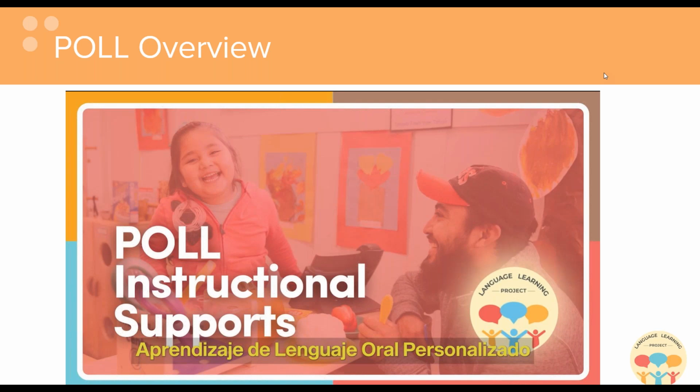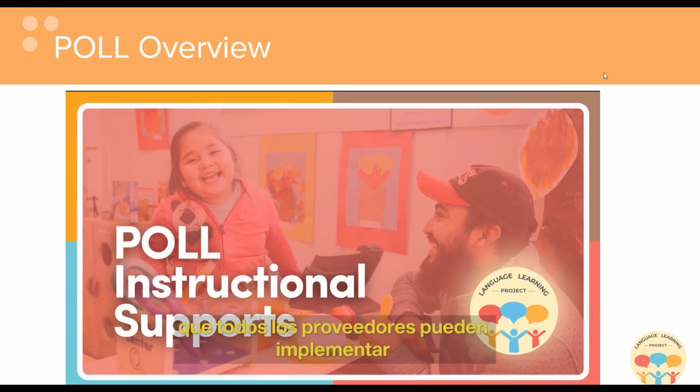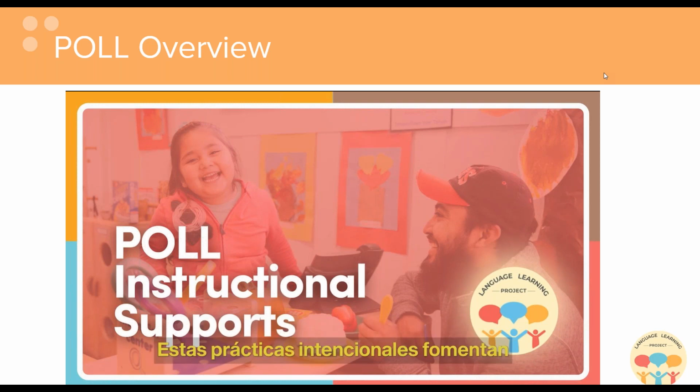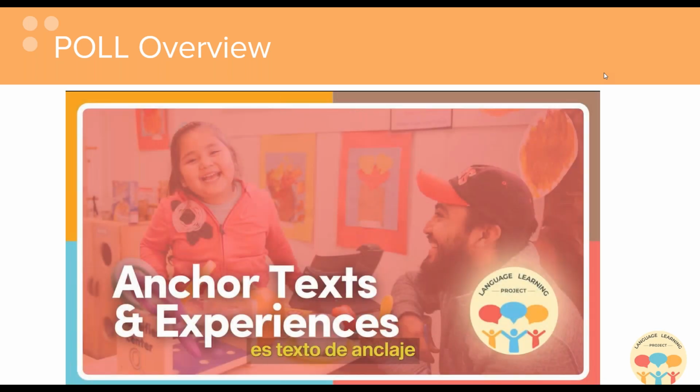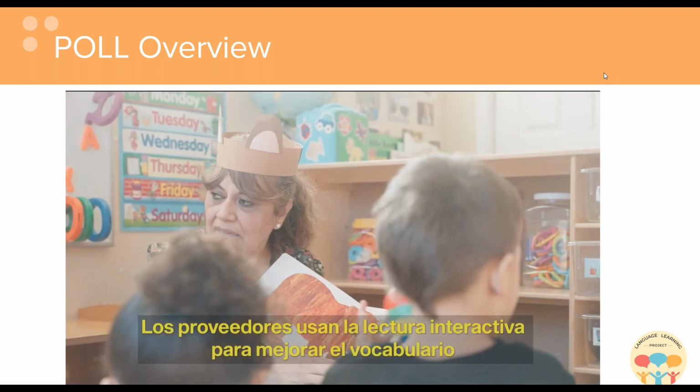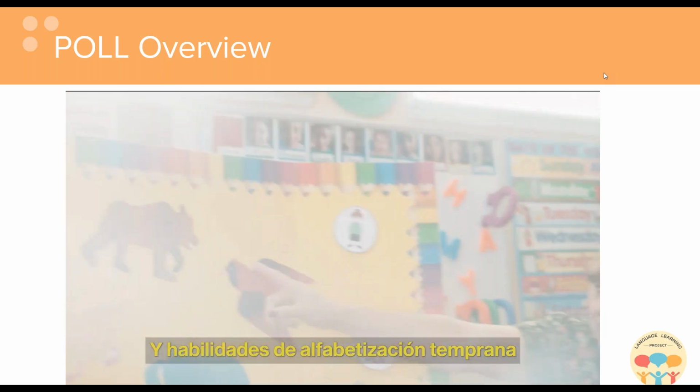Personalized oral language learning, POL, provides specific, practical strategies that all providers can implement. These intentional practices promote dual language learners' oral language abilities, conceptual knowledge, and social emotional development throughout the day. There are 5 main elements of POL instructional supports. The first POL instructional support is anchor texts and experiences. With anchor texts, providers use interactive reading to enhance vocabulary and support language development and early literacy skills.